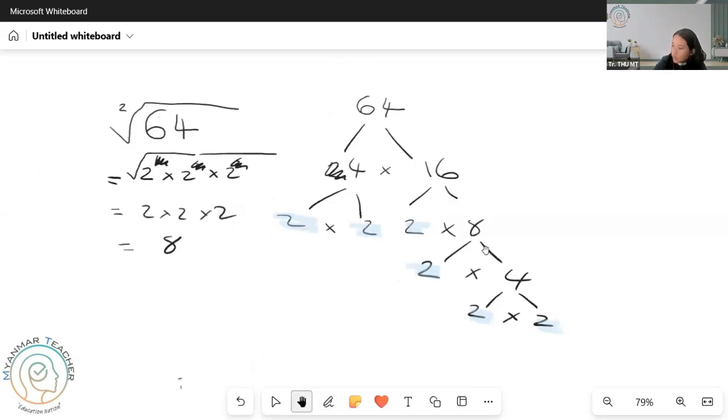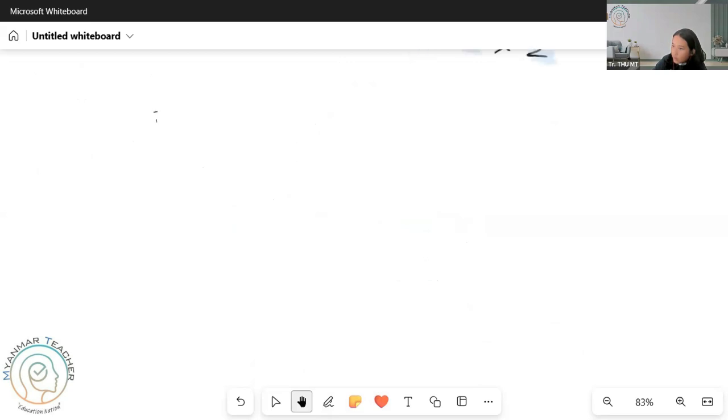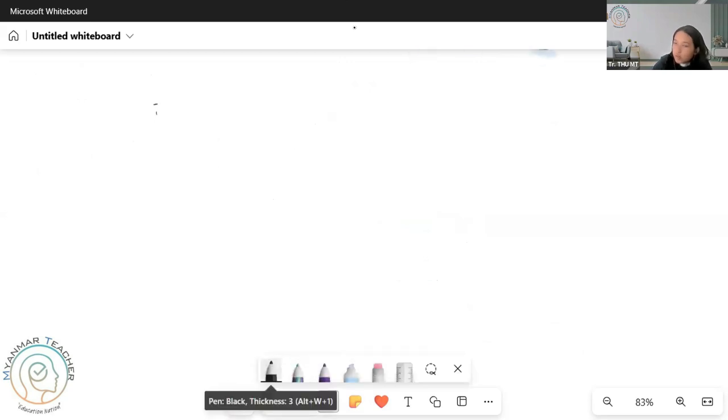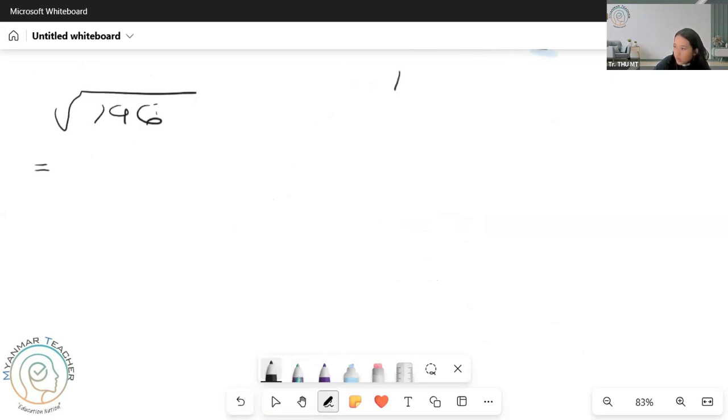I'm just going to scroll down so we can do another example. For our next example, I'm going to do a pretty hard number so we can see if the method actually works. We're going to do 196, and we're going to keep on dividing until we get the prime numbers. If you don't know how, you can just divide it by 2 each time because it's an even number. So 2 can go into 196 9 times.